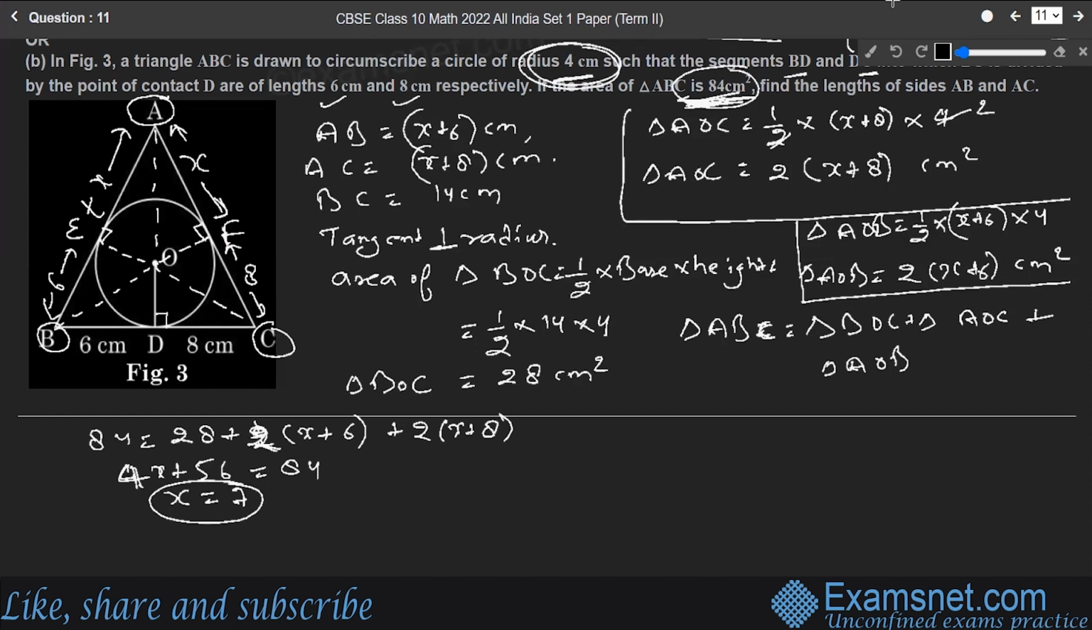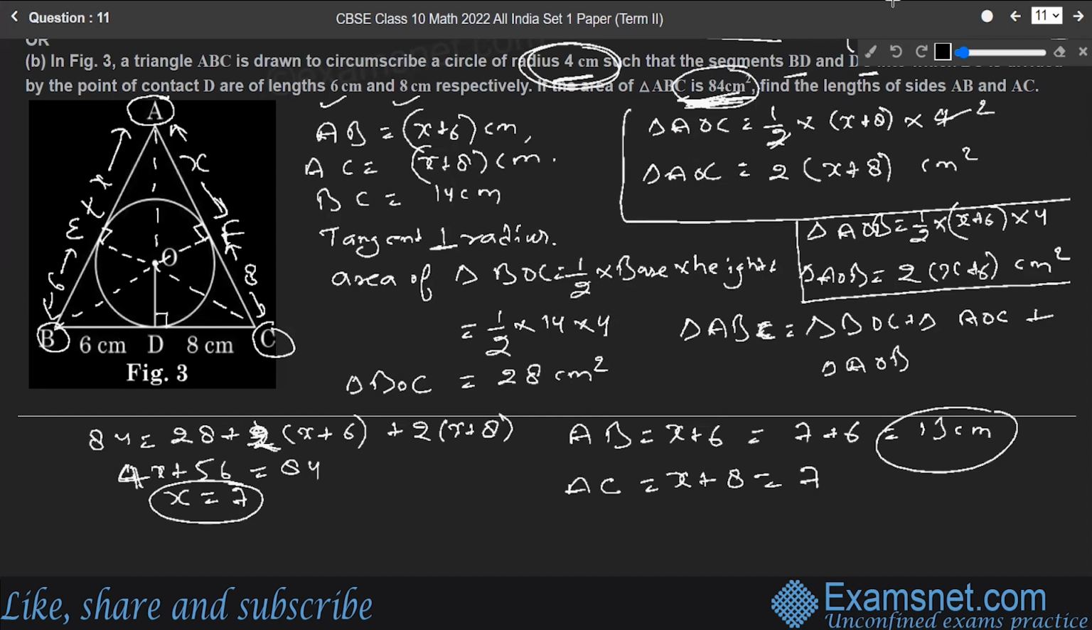So we are supposed to find out the length of AB and AC. The length of AB was what we assumed as x plus 6. So it is going to be 7 plus 6, that is 13 centimeter. That is the length of AB. What is the length of AC? That other length is going to be x plus 8. What is the x value? It is 7 plus 8, which is 15 centimeters. So these are the two values of AB and AC, and that is the answer.